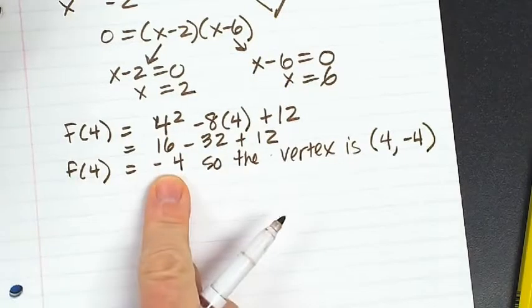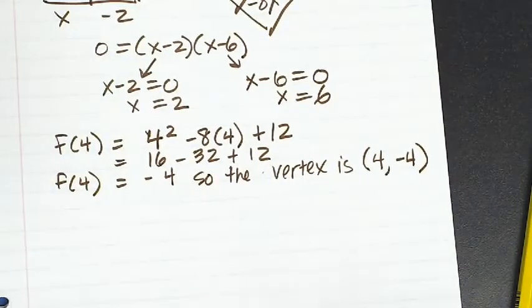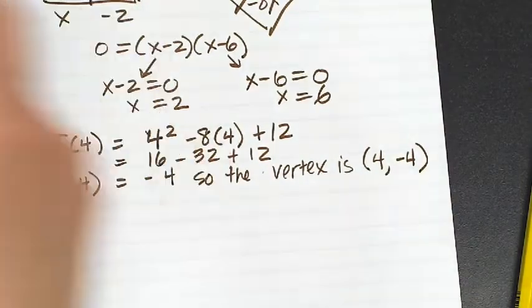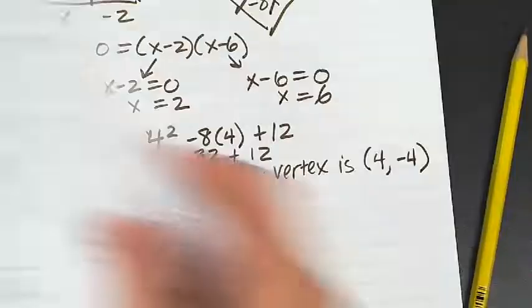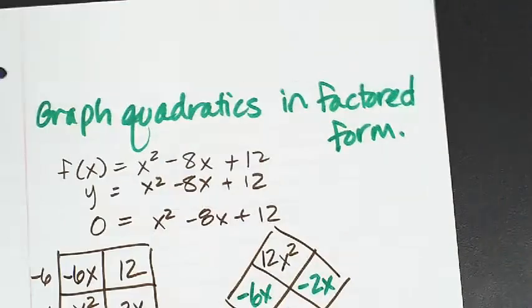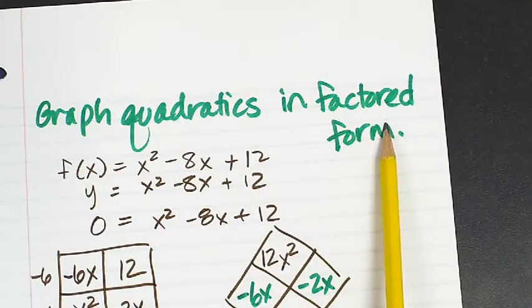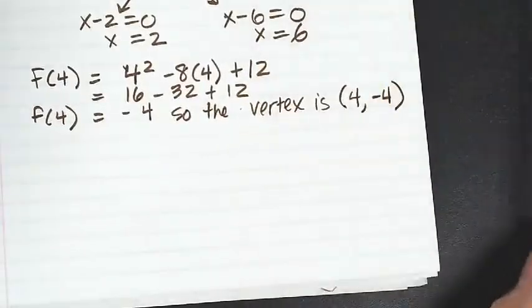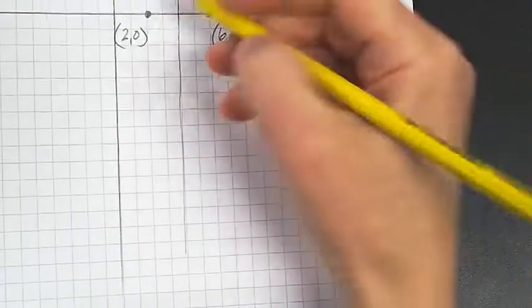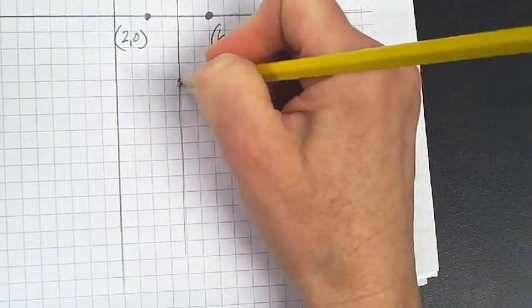Now a lot of people are going through the motions on this and then you get to the end and you don't know what it is you have done. That is why you need to know what this means. You need to study this and practice it, and I highly recommend doing another round of graph quadratics in factored form on Khan to really feel confident that you've mastered it. Okay, so 4, negative 4 is my vertex.